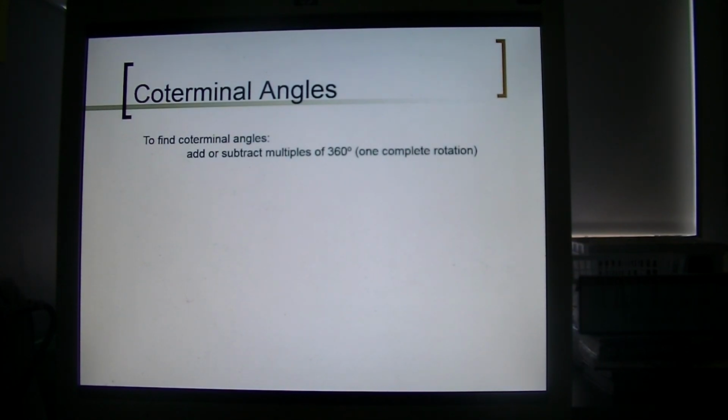Our rule is to find coterminal angles, all we need to do is add or subtract multiples of 360. So again, we're on the bottom of page 7. Yeah, bottom of page 7. We add or subtract multiples of 360 because that's how many degrees it takes to go one time around the circle.